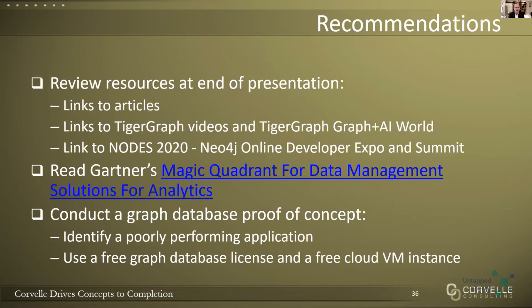And to conduct your proof of concept, these vendors all offer free licenses, and the cloud providers all provide a free virtual machine instance. So that's an easy, simple way to run a proof of concept to get you started with this technology. And the vendors, of course, hope that you'll get hooked on their particular flavor of the technology.